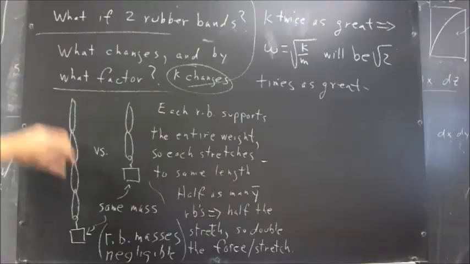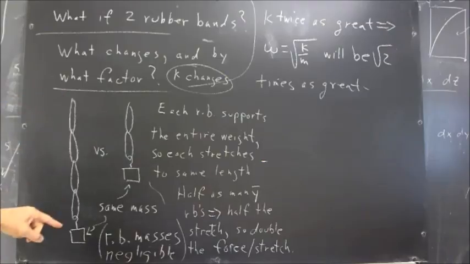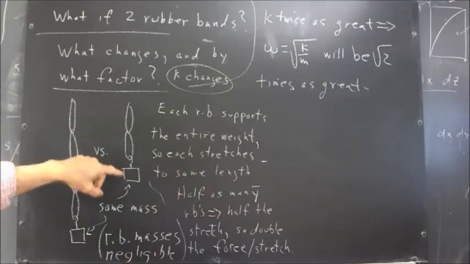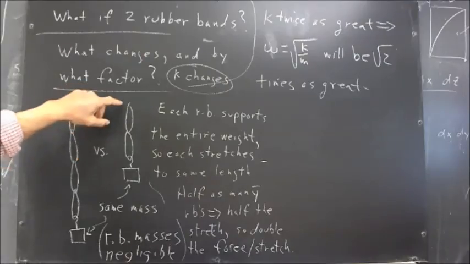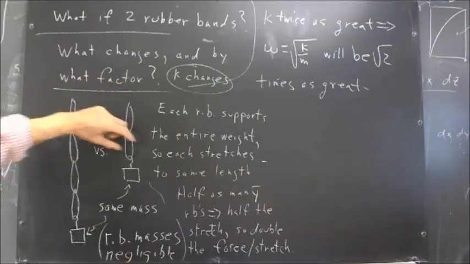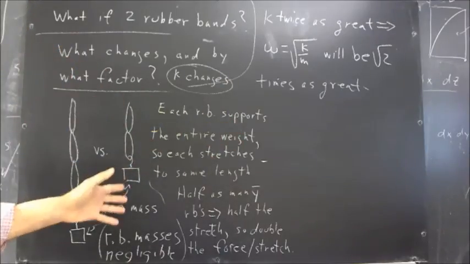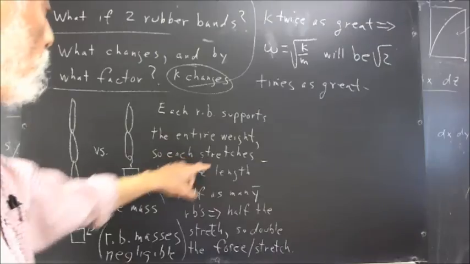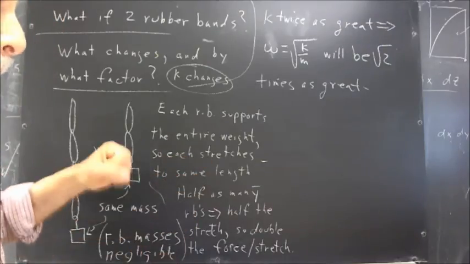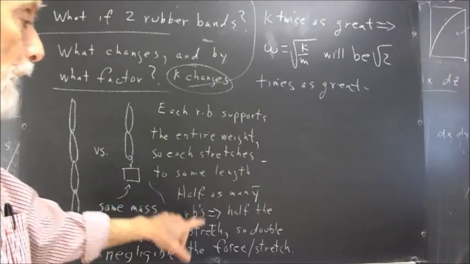Where I grab the rubber bands makes no difference in how much force I've got to exert to hold it up. So every rubber band exerts the same force. And same here, every rubber band exerts the same force, and since we have the same mass here as we have here, the force is the same for each of these rubber bands as it is for each of these rubber bands. So each rubber band in both chains supports the entire weight of the mass. So each stretches to the same length because the rubber band tension depends on how much force it's got to exert. Okay? That means that we have half as many rubber bands.